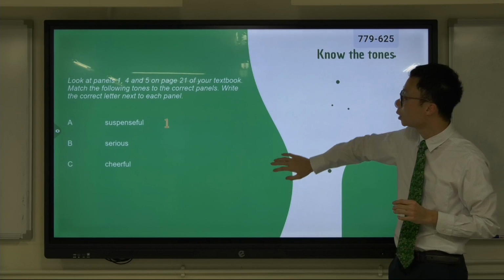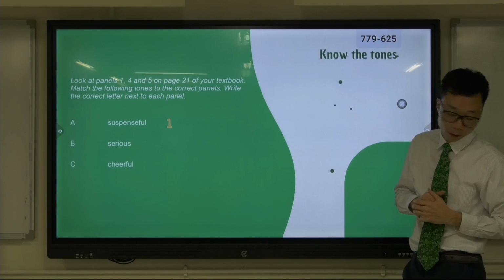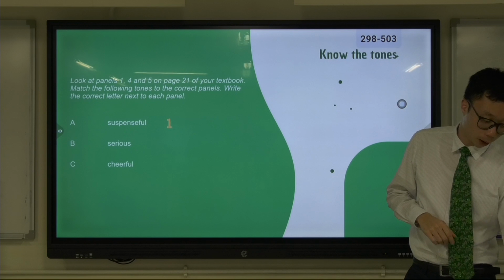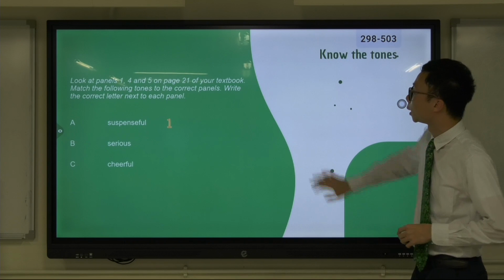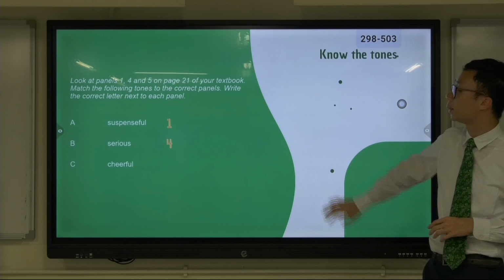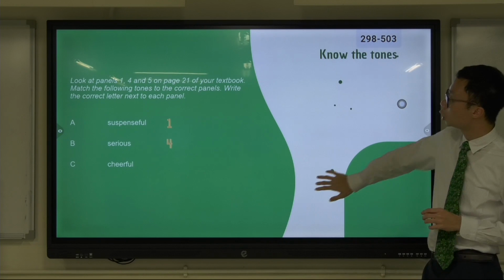Alright, so I'll just give you the answer. Suspenseful, unique. So it will be number 1, and then seriousness would be panel 4, and lastly cheerful.